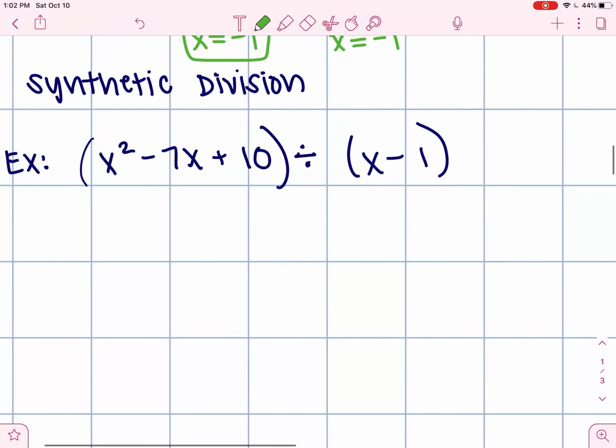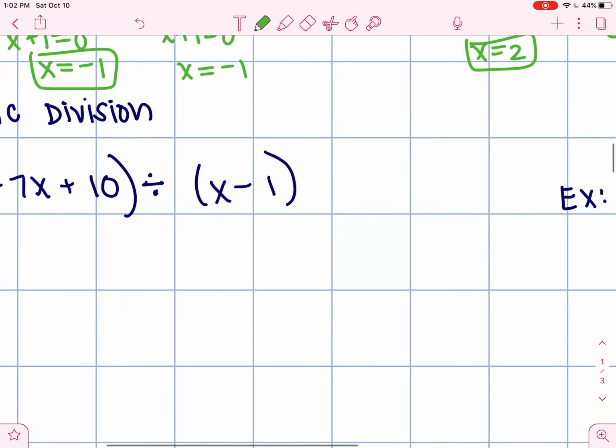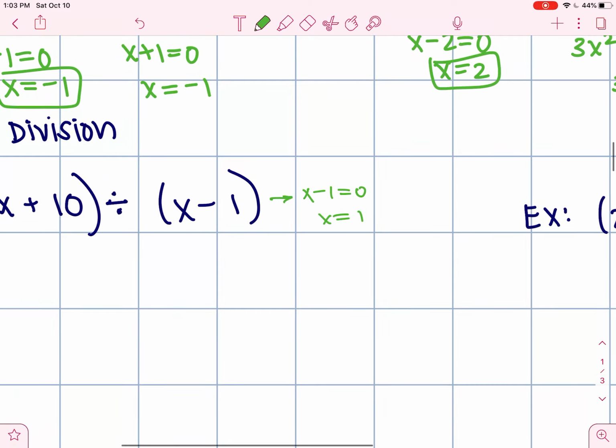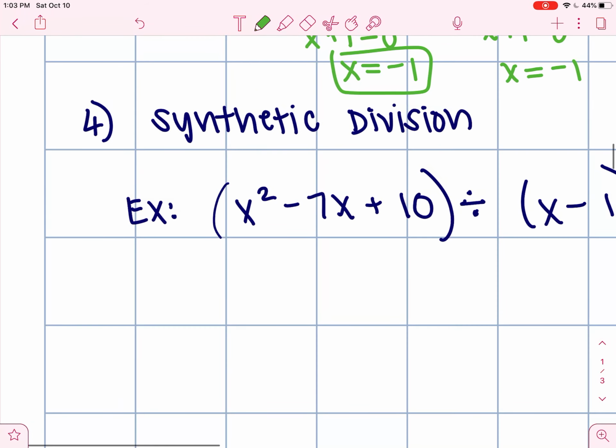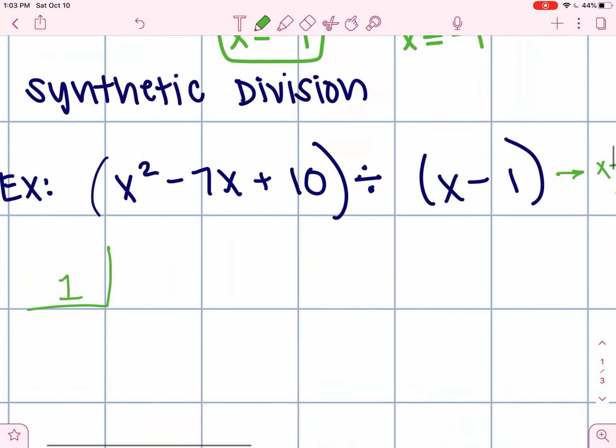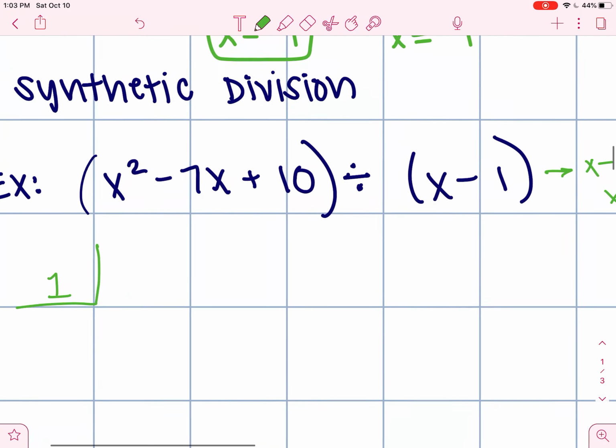Okay, so let's look at this equation, x squared minus 7x plus 10 divided by x minus 1. If we're given this x minus 1, we know that x minus 1 is equal to 0, so x is equal to 1. So we're going to be dividing by 1. The way that we set this up is we have a number, the divisor, the one that's doing the dividing, in a box in the upper left corner.